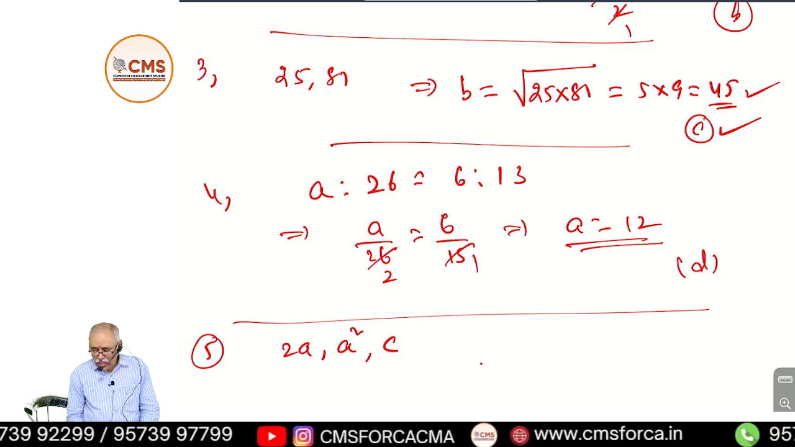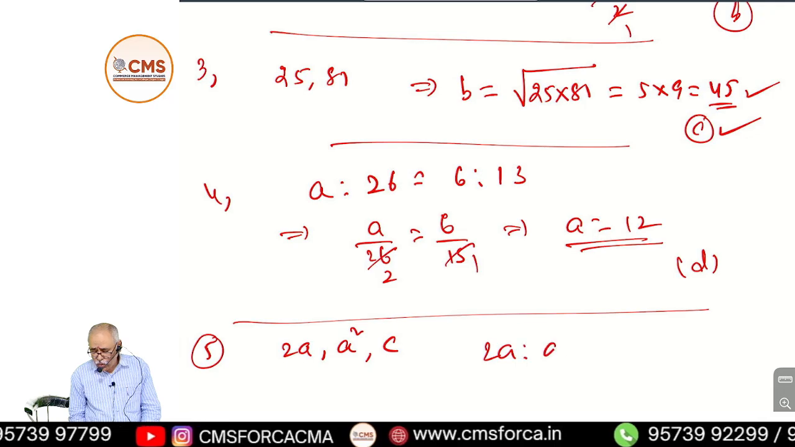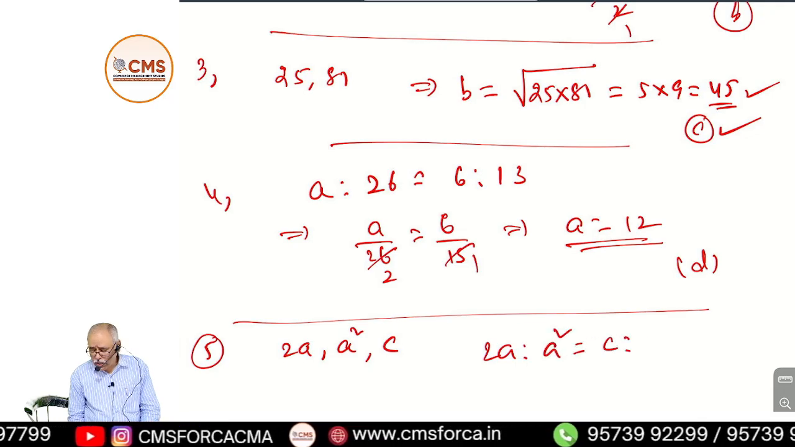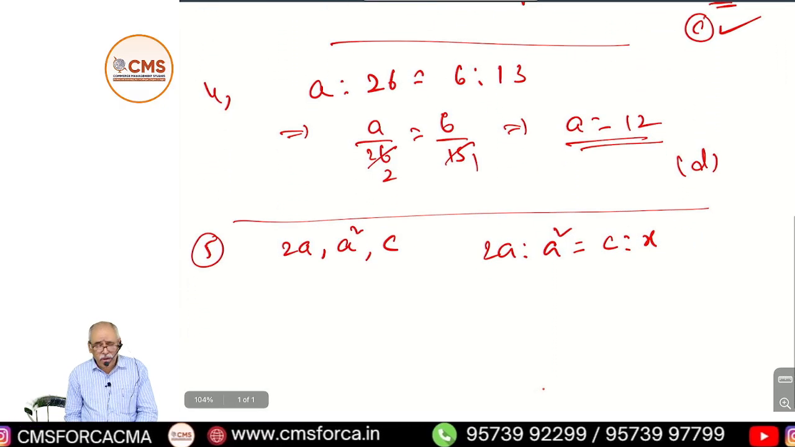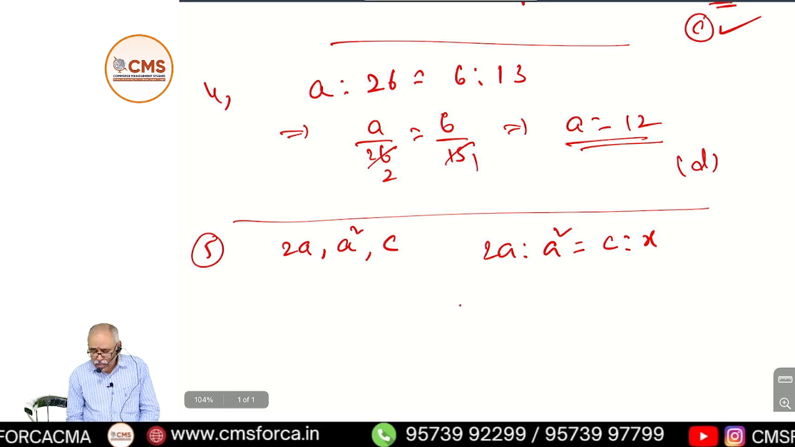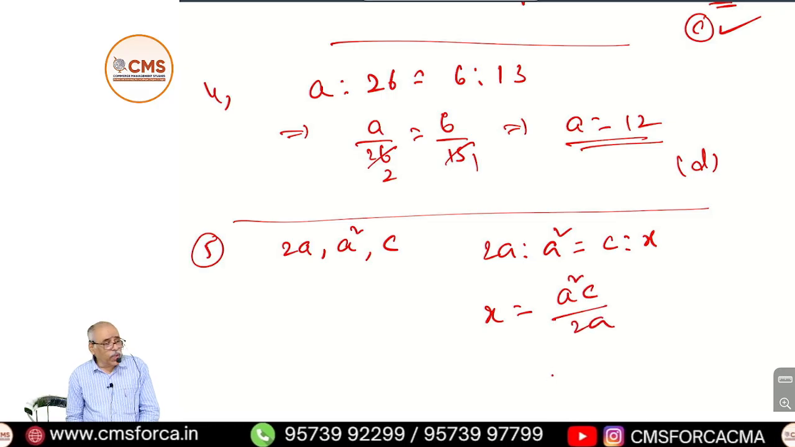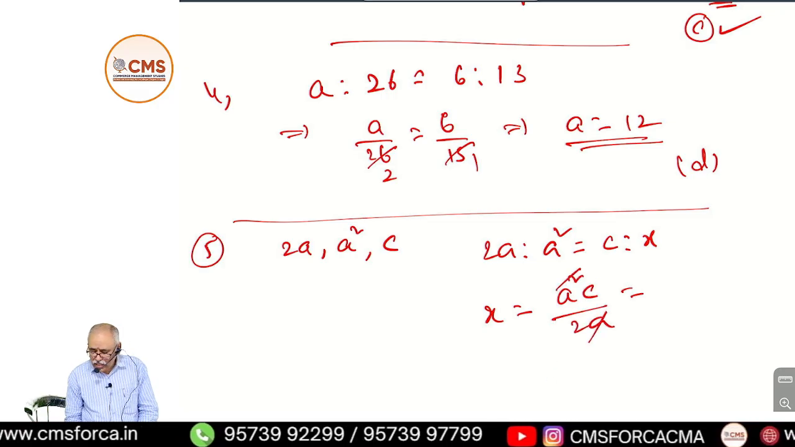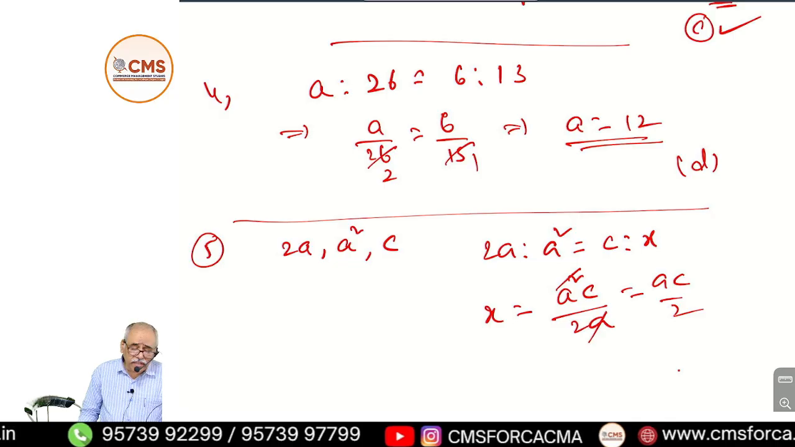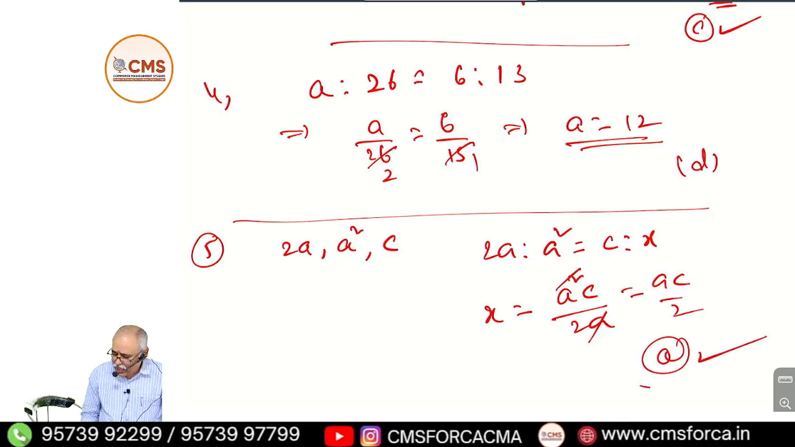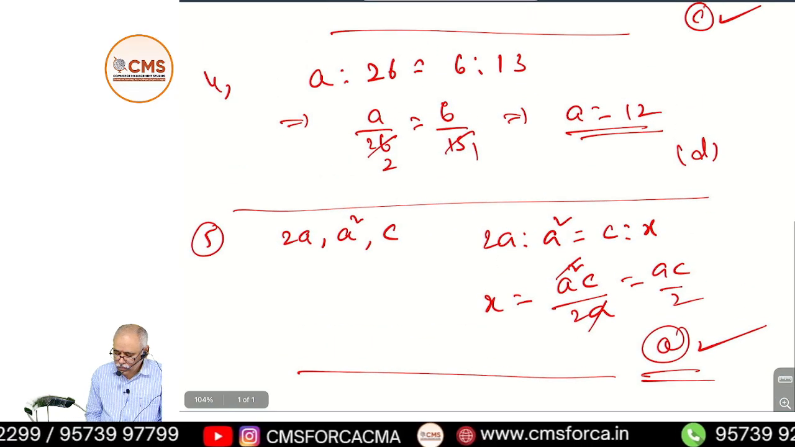So direct answer I am writing: 2a is to a square is equal to c is to x. Fourth proportional meaning is the same. So x is equal to a square c by 2a. A cancels, so the answer is ac by 2. It is option A. Option A is correct.